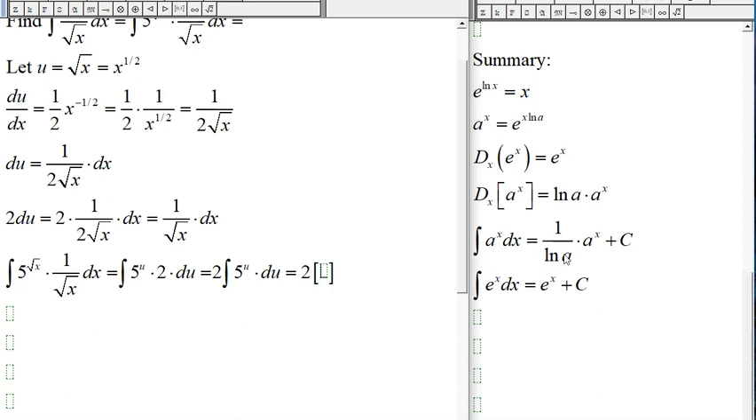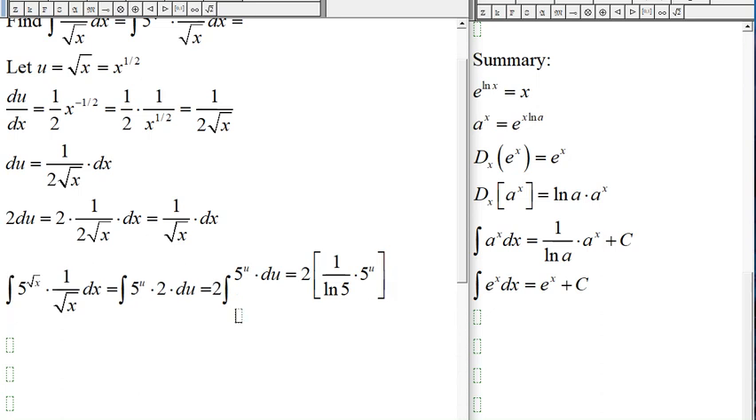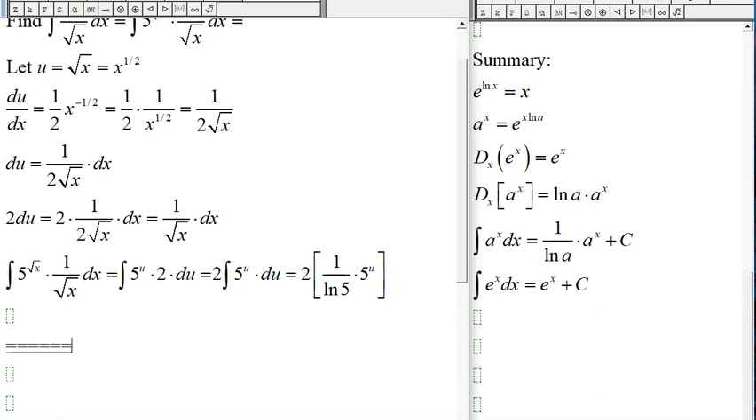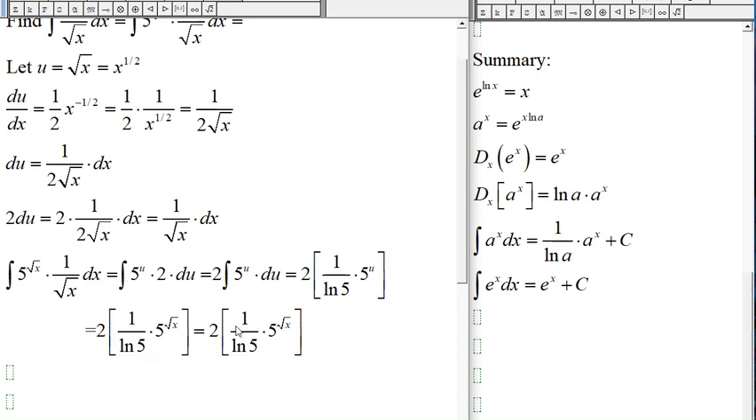The integral of a to the x is 1 over ln a times a to the x. So the integral of 5 to the u would be 1 over ln 5 times 5 to the u. And so this becomes, u is the square root of x. So in the place of u, we have the square root of x. And so the answer would be 2 over ln 5 times 5 to the square root of x, plus c.